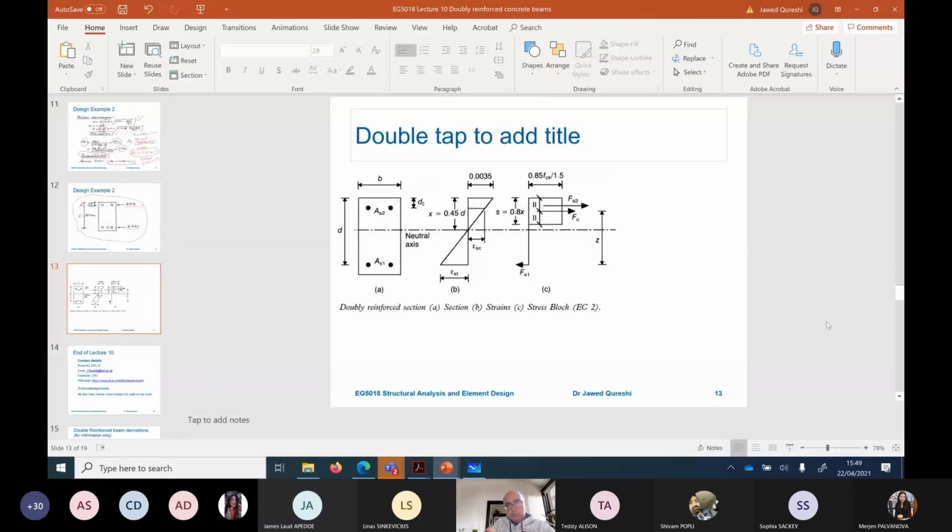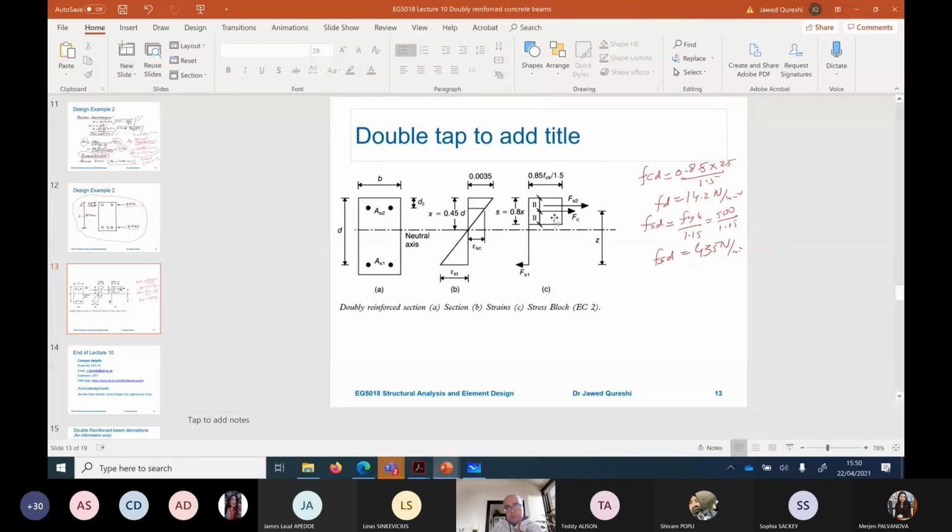Yeah. So what you can do, you can work out this FCD, which is 0.85 into FCK 25 divided by 1.5. This will give me 14.2 Newton per millimeter square. And FSD will be equal to FYK over 1.15. It will give you 434.78. So I will say 435 FSD.